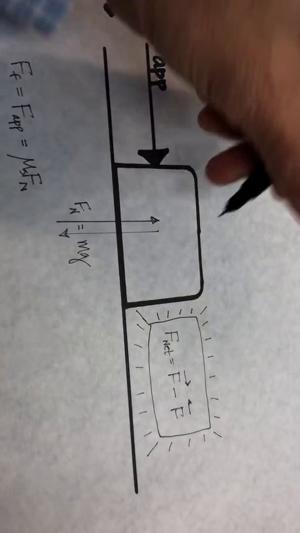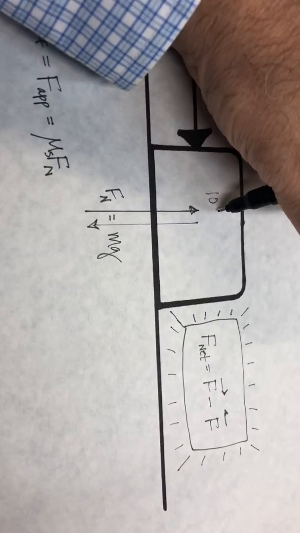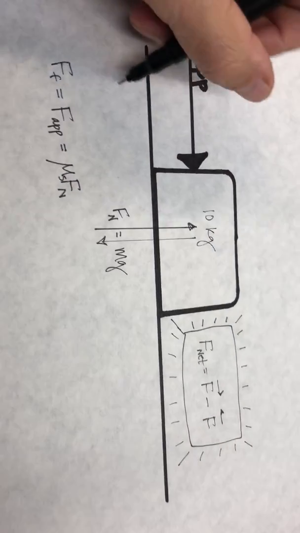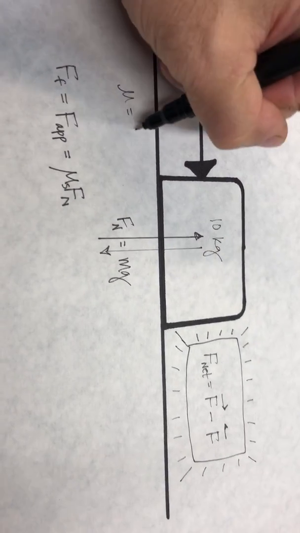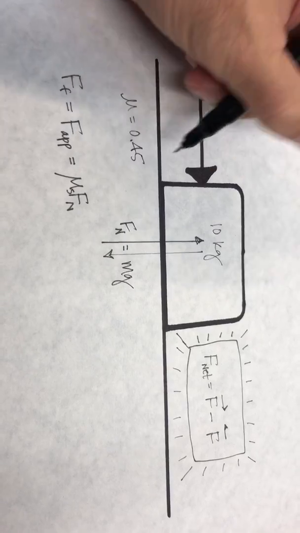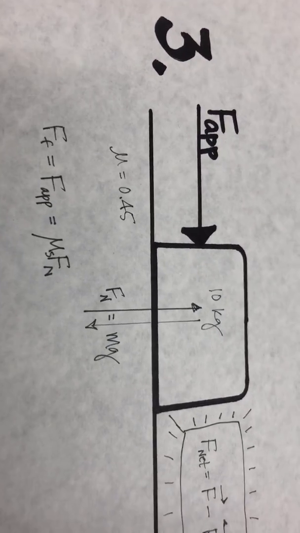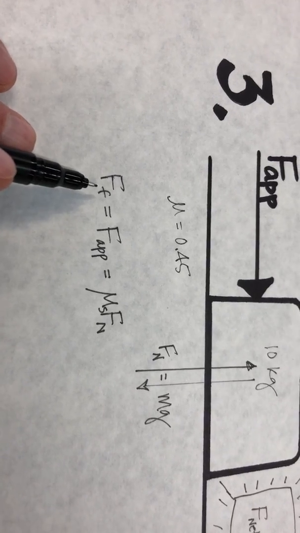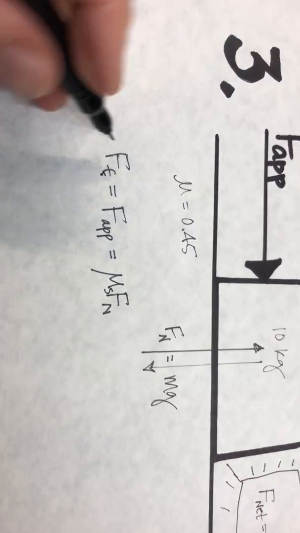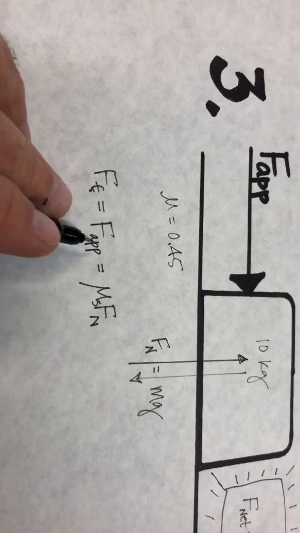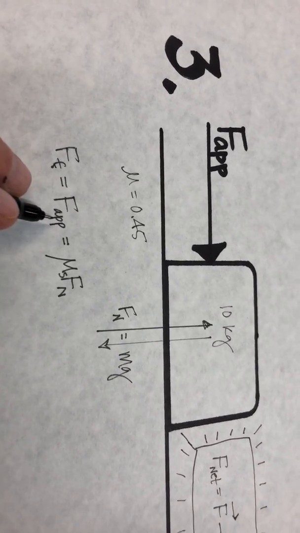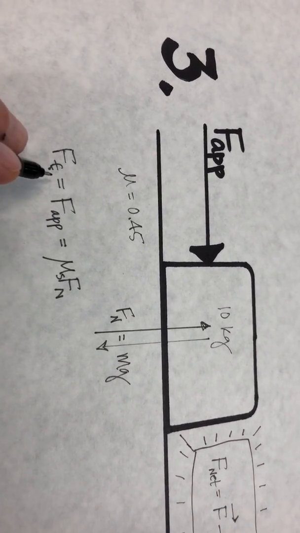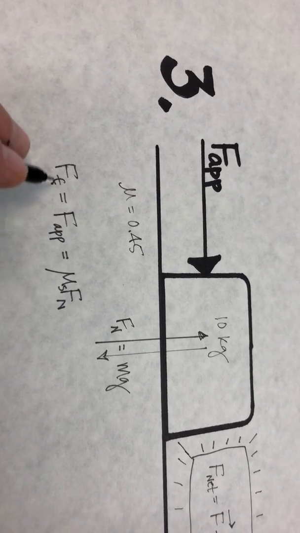Well, this is a 10 kilogram box and mu equals 0.45. So in order to get the force of friction, this is static friction, to equal the applied force, because basically what it's saying is you have to apply enough force to break this static friction loose. So that means they have to be equal.